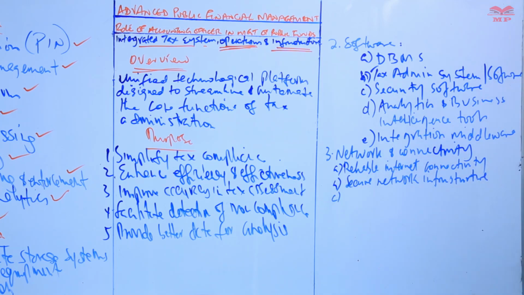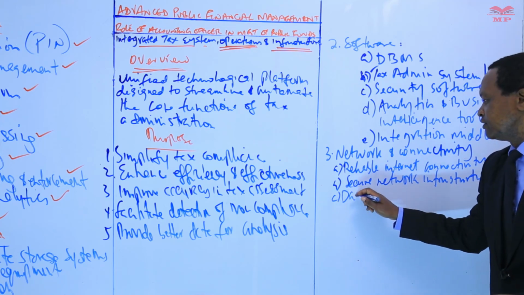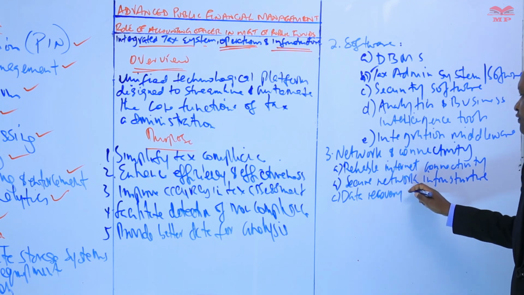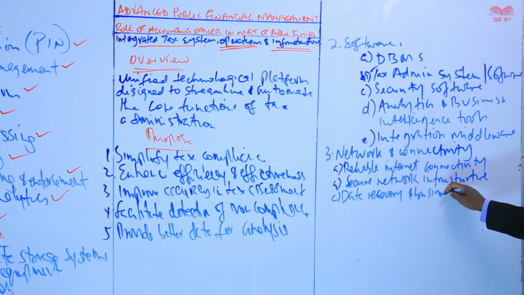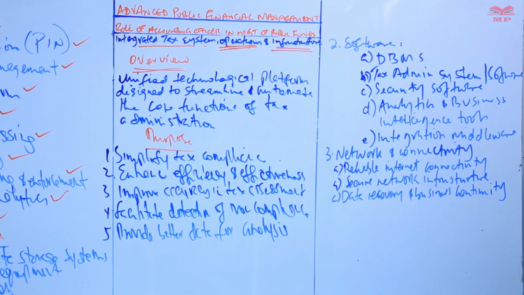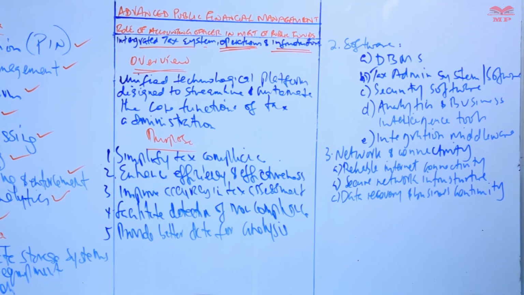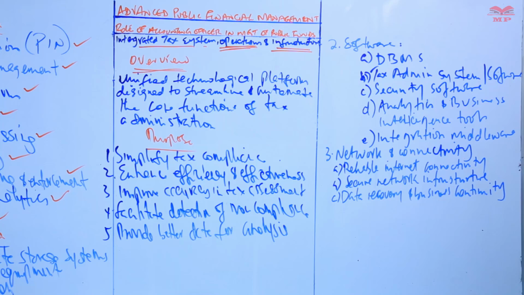Three, we have data recovery and business continuity. That means redundant systems and network infrastructure, as well as a disaster recovery site to ensure business continuity in case of system failure or in case of disaster.